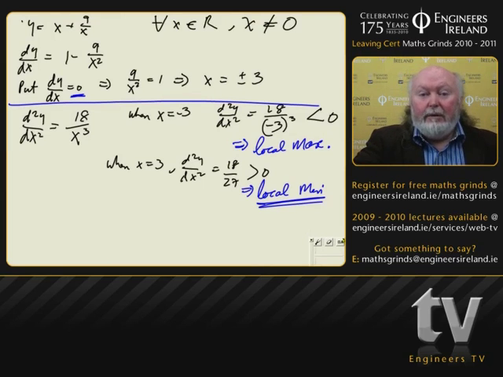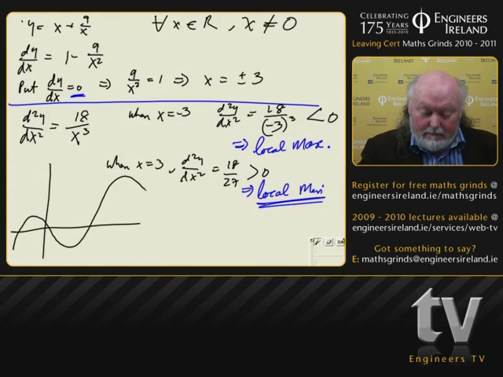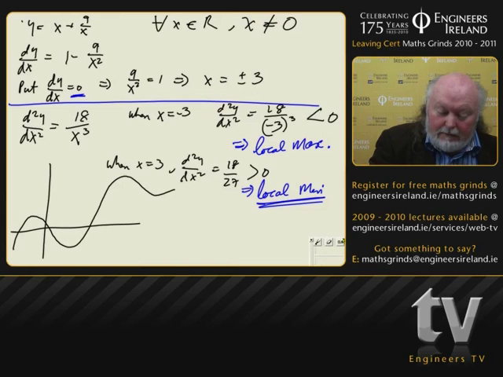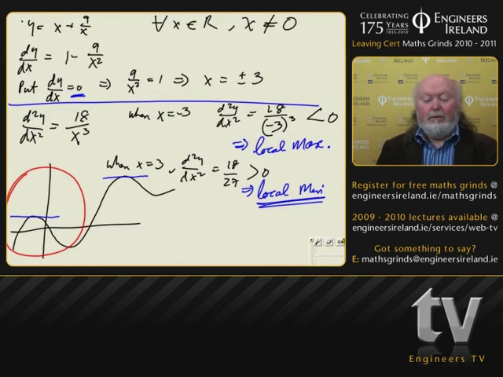Why do we use the word local? Probably best explained by a drawing. Here, there's clearly a maximum, but there's a bigger maximum over here. But in this particular part of the graph, this location, we do have a local maximum. Just because it's not as big as that maximum doesn't matter, okay?